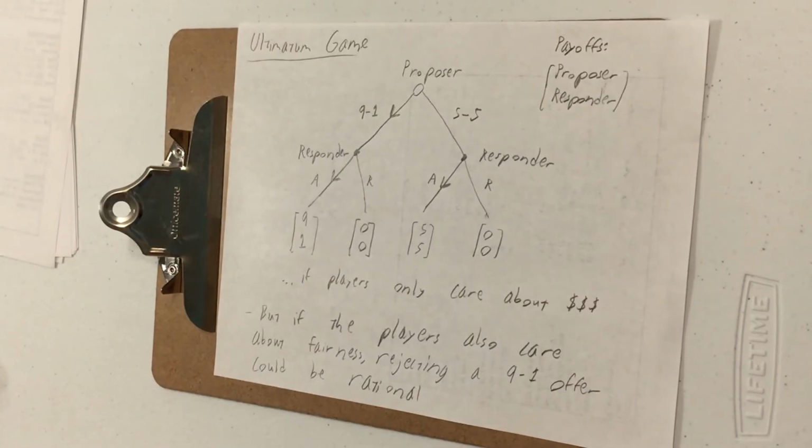Now, if the proposer is aware of this, if the proposer thinks the responder might care about fairness, the proposer could rationally decide not to offer 9-1. A proposal of 5-5 could be quite rational if you have legitimate fear of being rejected.